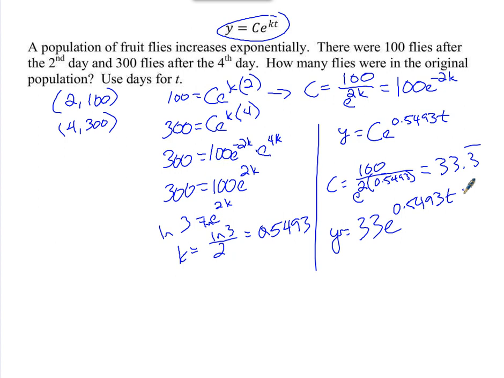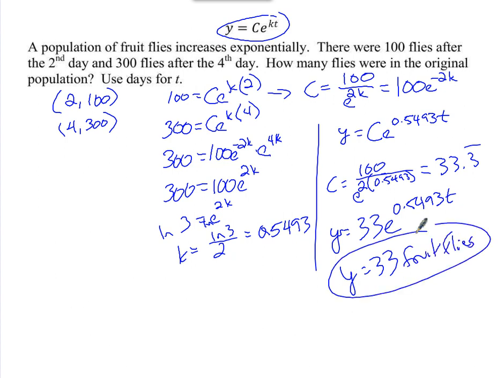Now what? Solve for t. Solve for t. Is that right? We just have to know when T is 0. Right. It says how many did we have in the beginning? In the beginning, the time was 0. So if I plug in 0 right here, I get 0 here, which makes e to the 0, which is just 1. So I wind up with 33 fruit flies. You needed to find C, which means you needed K. So there's your answer. There are 33 fruit flies in the beginning.